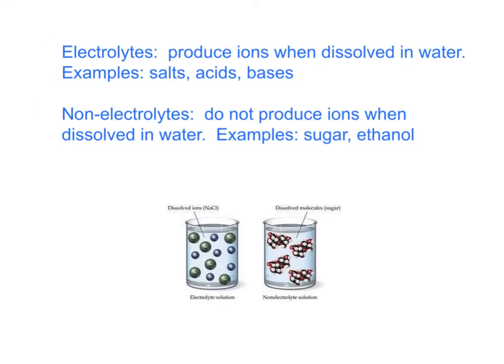Now the next type is a non-electrolyte. These are things that do not produce ions when dissolved in water. Examples: sugar. We've always had sugar water, and ethanol, and other types of molecular compounds that are soluble in water but don't conduct because they don't make ions.